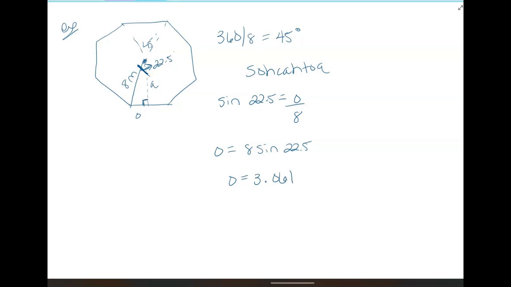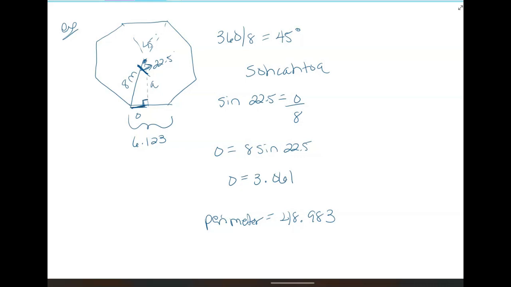All right, so my opposite side is this 3.061. If I multiply that times 2, I'm going to get my side length, which is going to be 6.123. And if I put that all together for my perimeter, then I'm going to take 6.123 times 8, giving me 48.983. Okay, that's my perimeter.